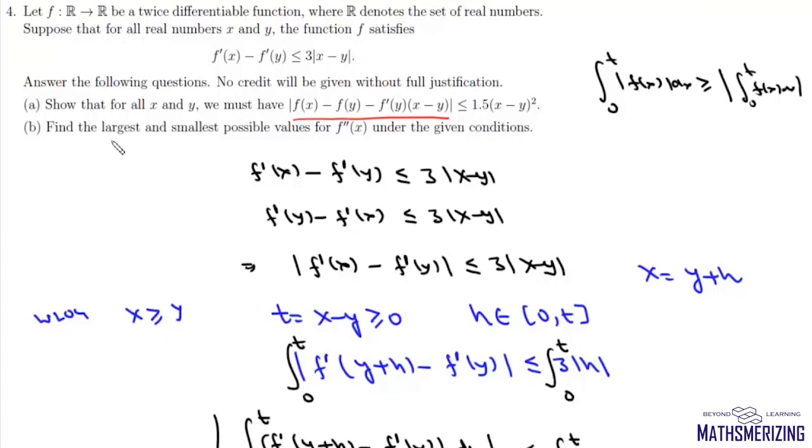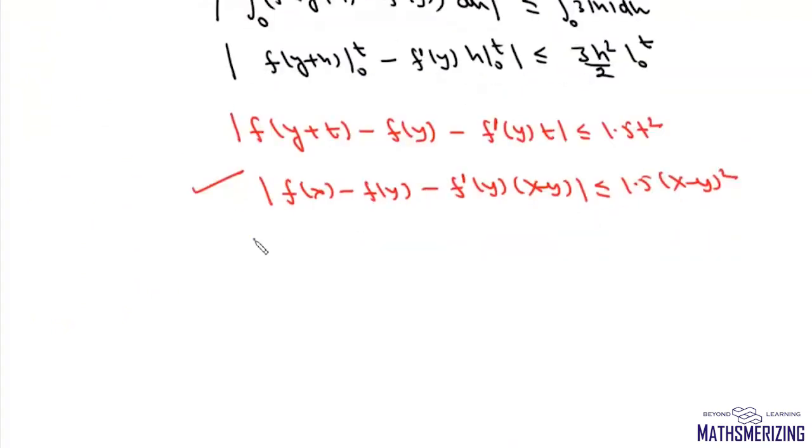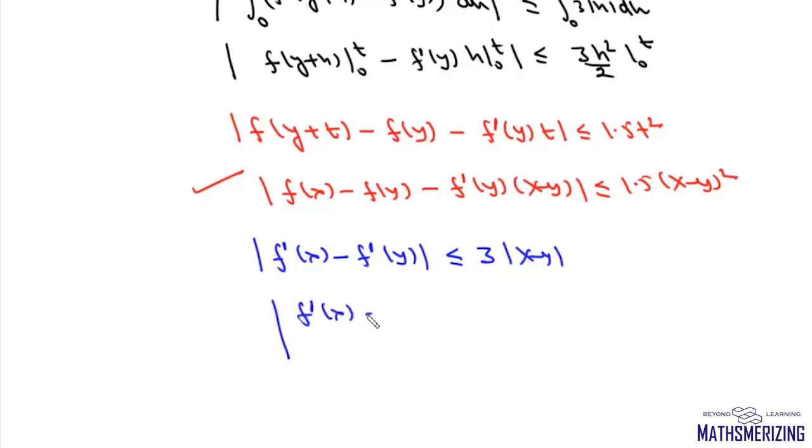Now, part B is to find the largest and smallest possible value of f double dash x under the given condition. For that, we'll use this condition: mod of f'(x) minus f'(y) is less than or equal to 3 mod of (x minus y). We can also write this as mod of (f'(x) minus f'(y)) upon (x minus y) is less than or equal to 3.